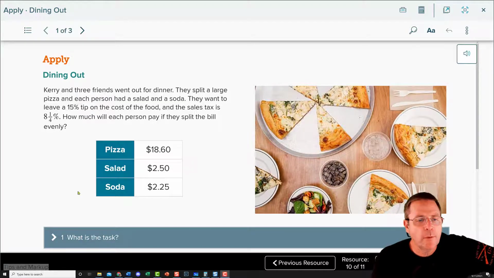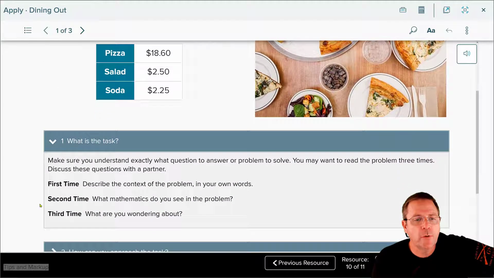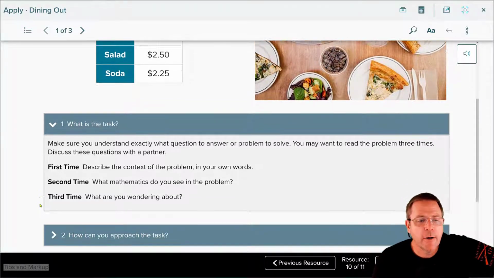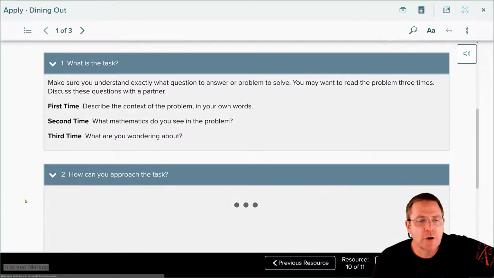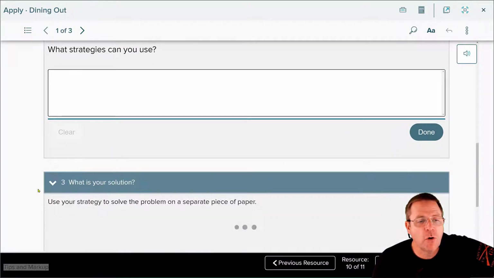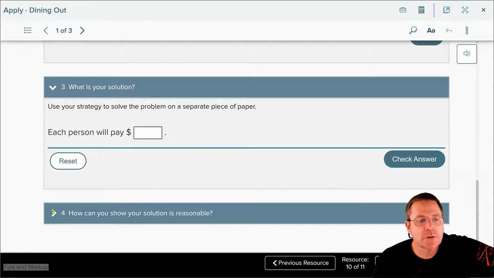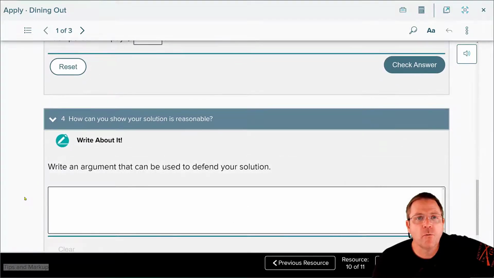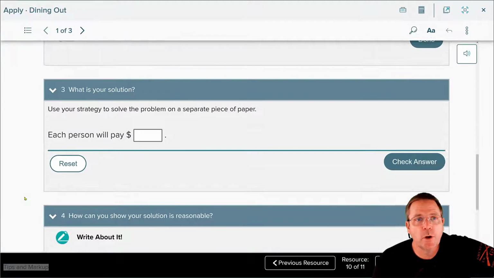Now remember, on these apply problems, the first thing you're supposed to do is read the problem 3 different times. Describe the context of the problem in your own words. What mathematics do you see in the problem, and what are you wondering about? After that, you ask yourself, how can you approach the task? That's where you should be writing out in words what your plan is. From there, you're going to solve the problem, check your answers, and finally, the last thing, write a solid argument defending what you did.